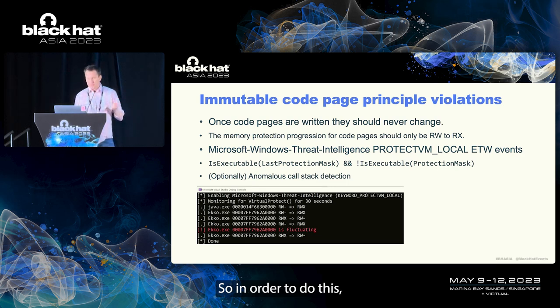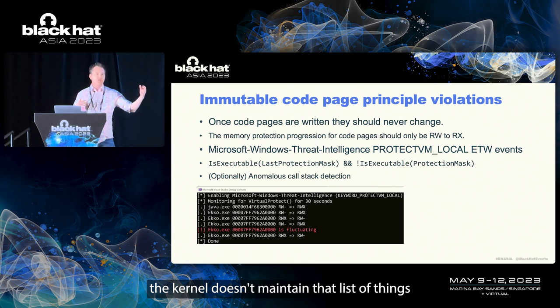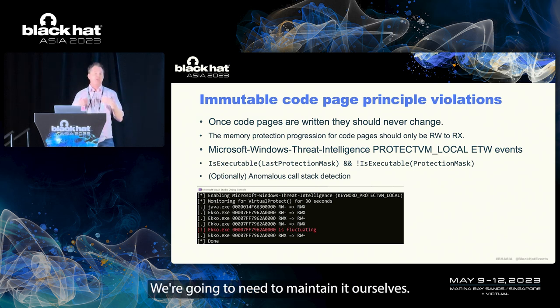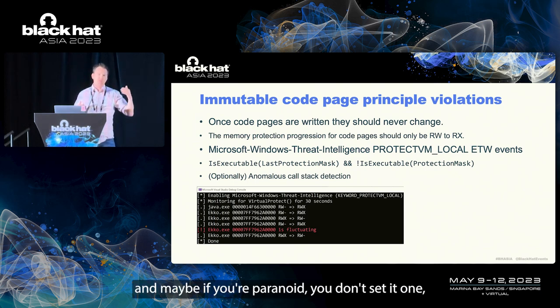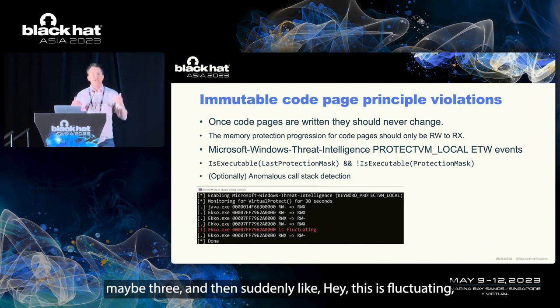So in order to do this, like I said earlier, the kernel doesn't maintain that list of things that have been previously executable. We're going to need to maintain it ourselves. So we just need to maintain that small list internally, a bit of state to know how many times this region has changed. And as soon as it hits a threshold, and maybe if you're paranoid, you don't set it at one, maybe set it at three, then suddenly, hey, this is fluctuating.